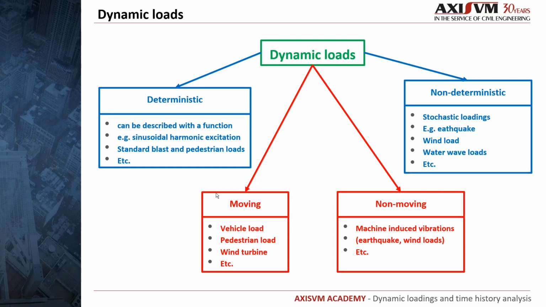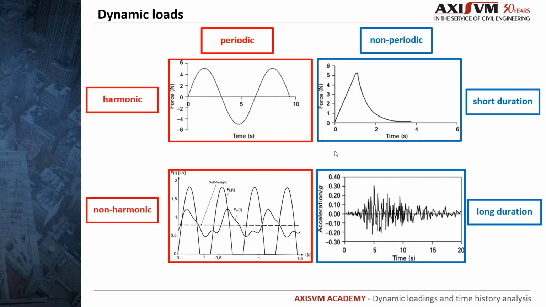Another important aspect is if the dynamic load is moving, such as a vehicle or a pedestrian load, or if it's stationary. For the latter, the machine-induced load is a good example. The most important classification considers the form of the loading, whether it has a periodic behavior or not. The simplest dynamic loading is the simple harmonic excitation. Typically, machine-induced vibration can be described with this behavior.